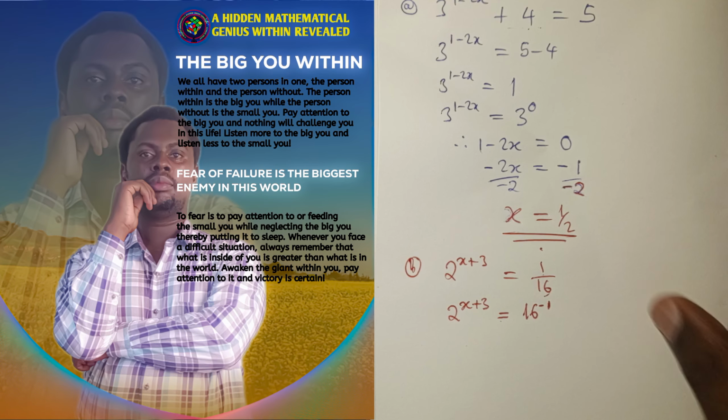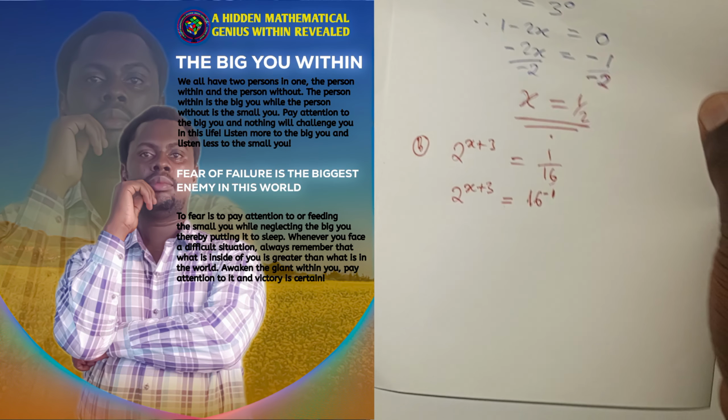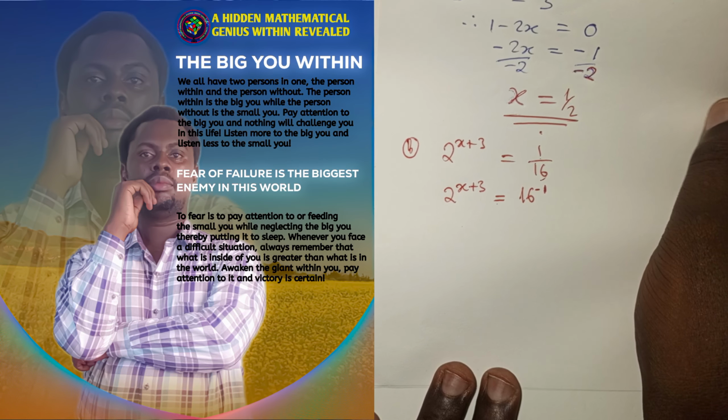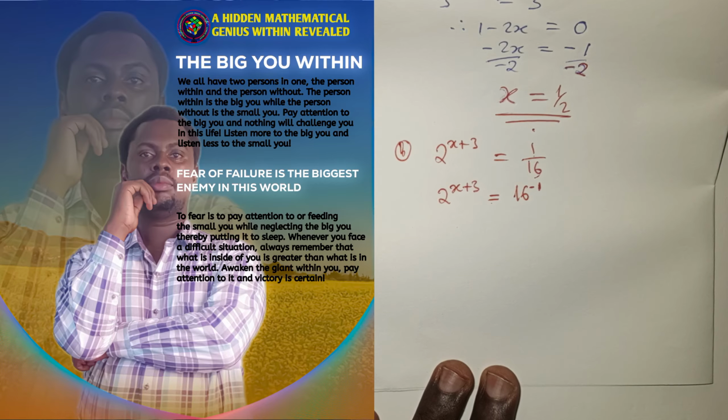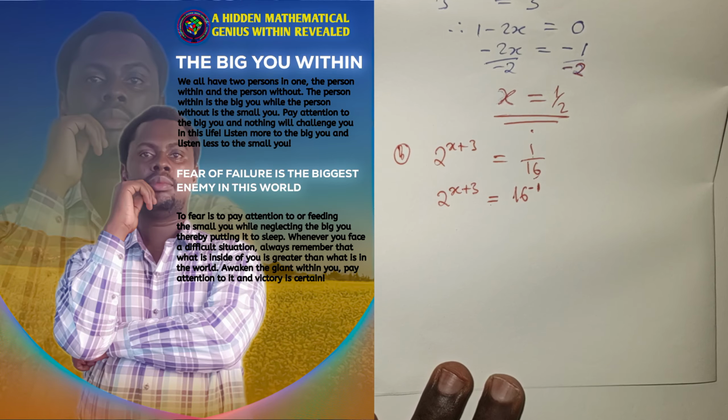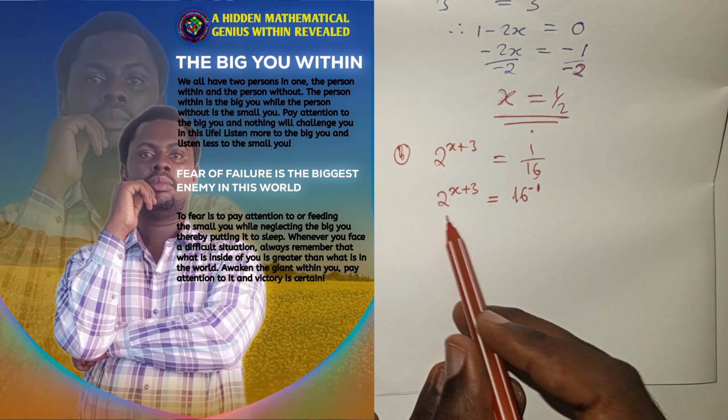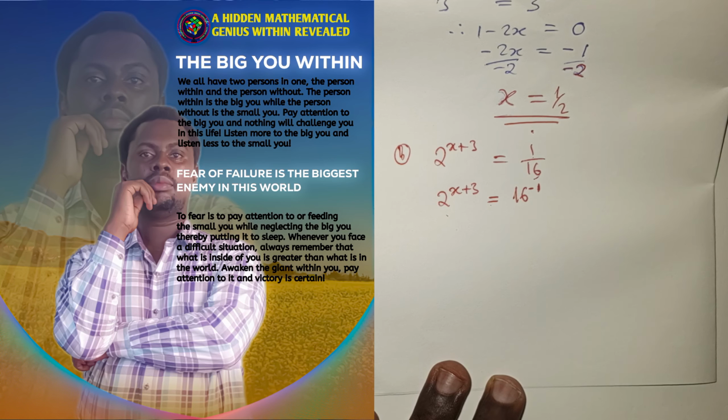The next step, we need to make sure that you have same bases. So here we have a base of 2. This side we have a base of 16. What common base can we have for 2 and 16?